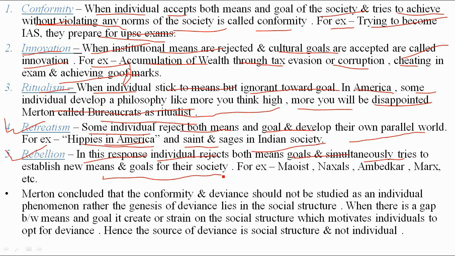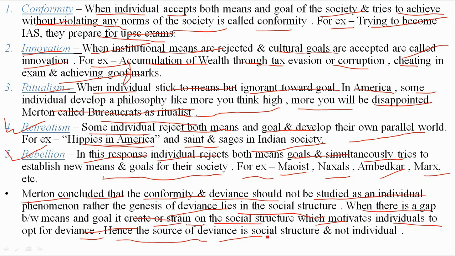These are the rebellion. So Merton concluded that conformity and deviance should not be studied as an individual phenomenon. Rather, the genesis of deviance lies in the social structure. So when there is a gap between means and goals, it creates a strain on the social structure, which motivates individuals to opt for deviance. Hence, the source of deviance is the social structure and not the individual, according to Merton.